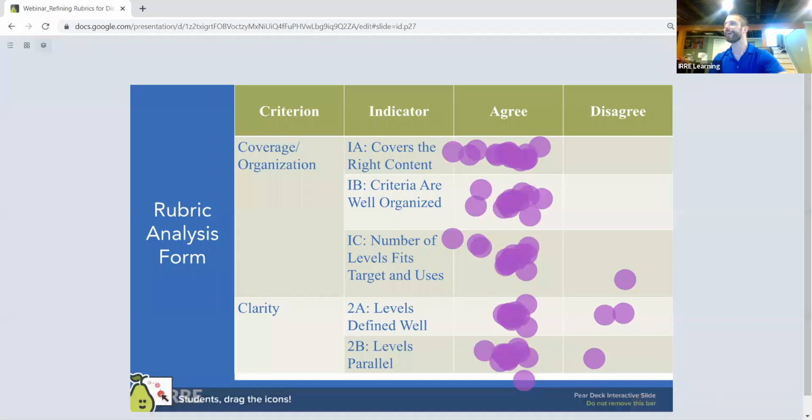All right, well, I'll go ahead and call a few people out then because I can see who responded to which one. So let's talk to Matt Bowman. What are some of the reasons you chose to agree with the indicators here?